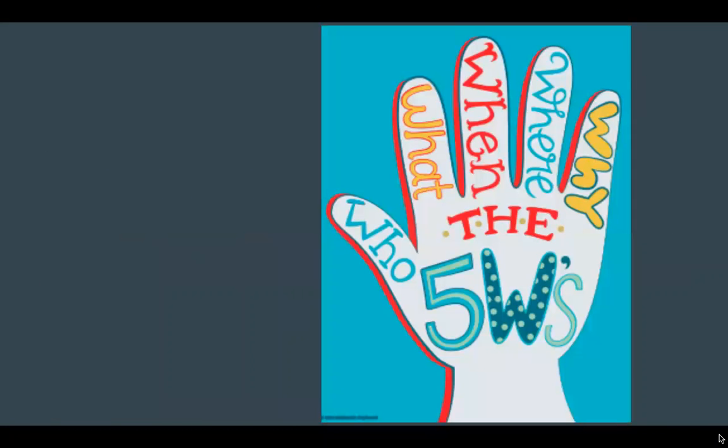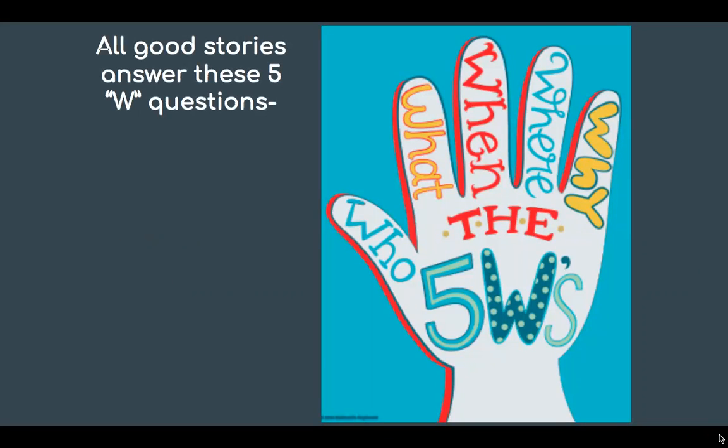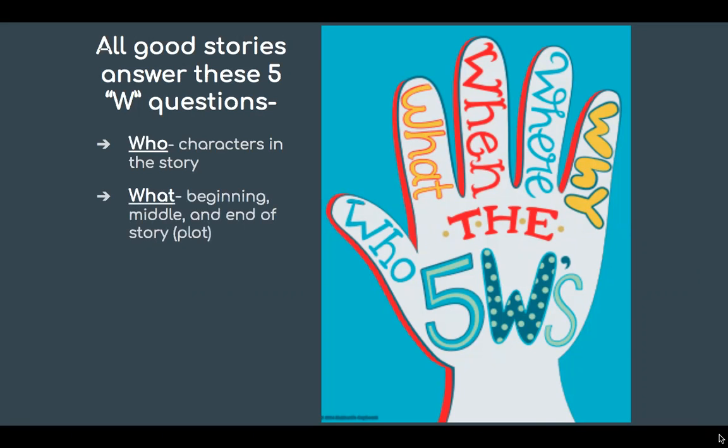So before we get started, let's talk about these 5 W's. So I want you to hold up your hands. All good stories answer these 5 W questions. So if you look at your thumb, you can think about the W word who. Who are the characters in the story? Your next finger, your pointer finger is what? The beginning, middle, and end of the story. Think about the plot. What is happening?